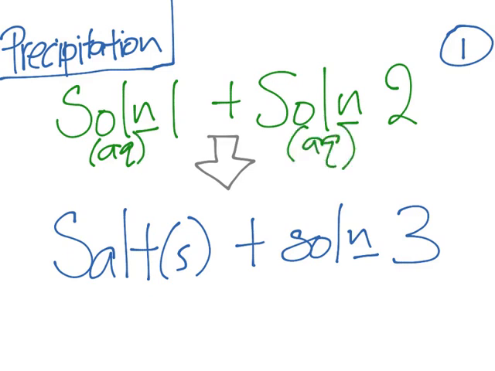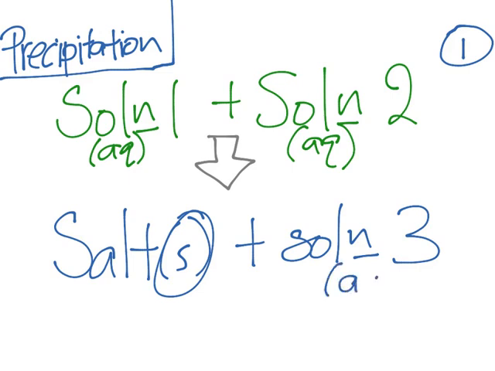When you add these two solutions together, just like the pictures that you saw before, you're going to form this insoluble salt. It appears as a suspension. It looks like a suspension, looks like a cloud forming in a solution. And as a result, you're going to form another solution as well.